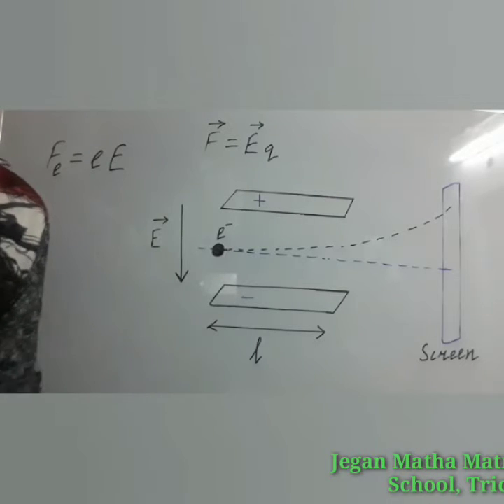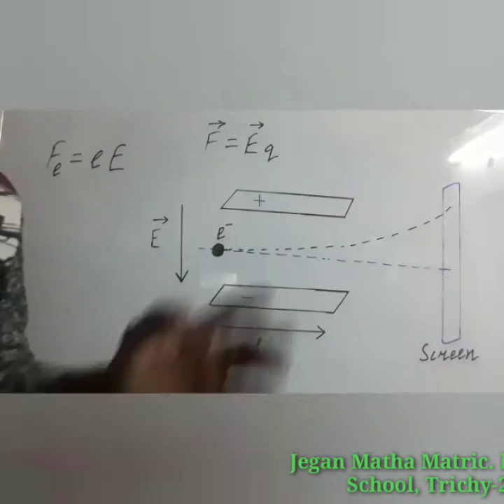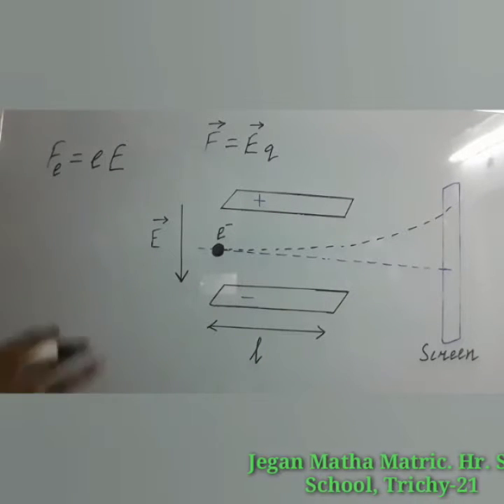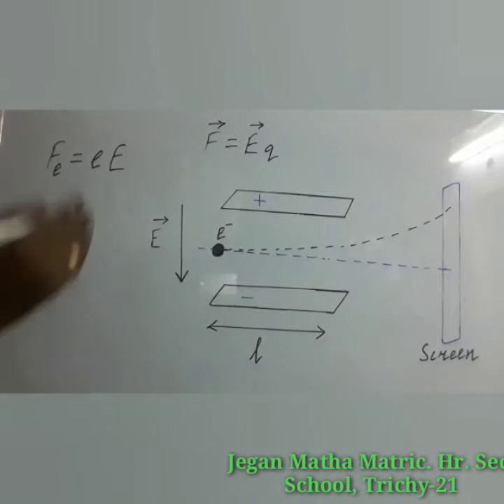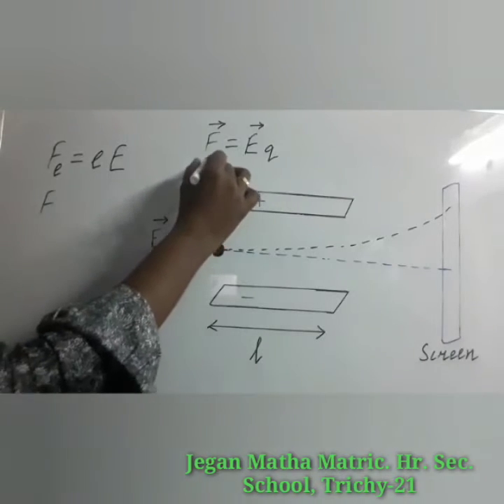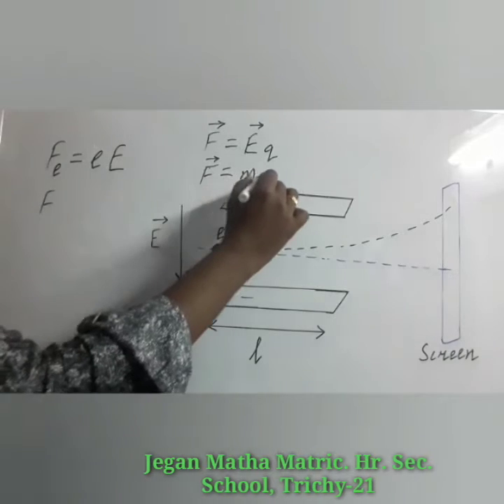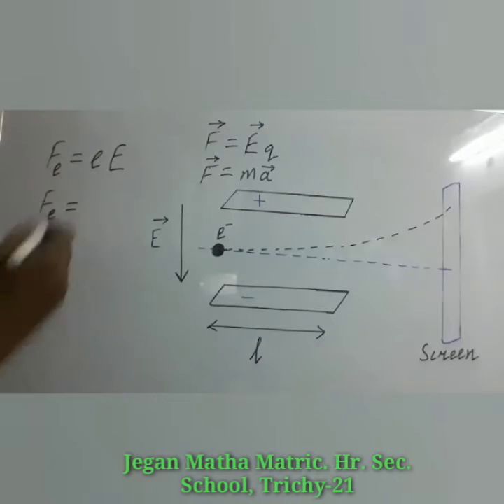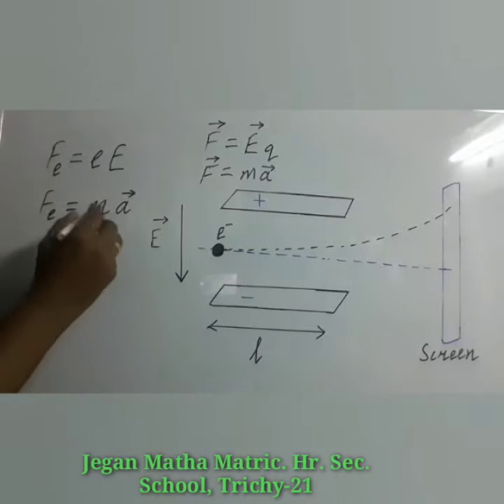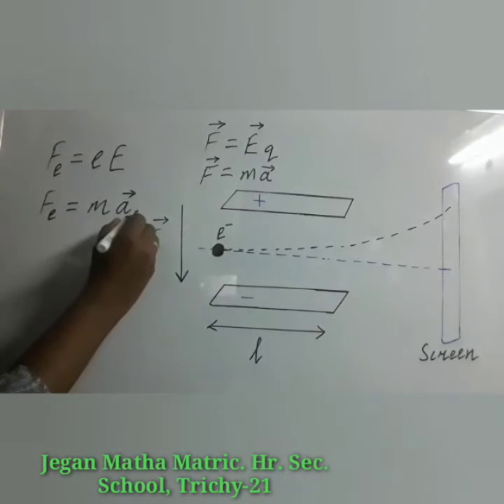Let us consider small m to be the mass of the electron, and applying Newton's second law of motion, we can write the expression for this force like this. What is Newton's second law? F is equal to the product of mass and acceleration. We can write Fe is equal to mass into acceleration. Here a is the acceleration of the electron, so we can write m a_e.